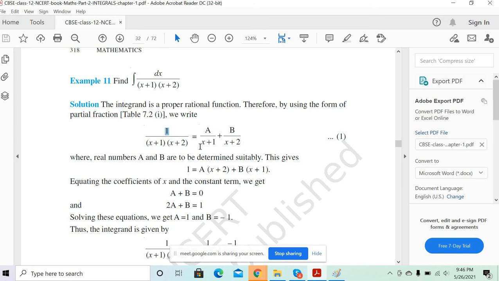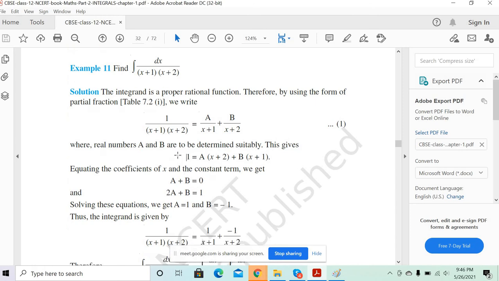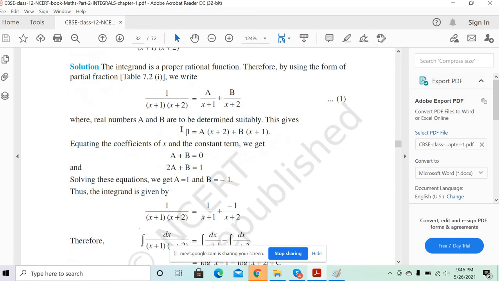When the denominators are equal, the numerators also have to be equal. So numerator 1 is equal to a into x plus 2 plus b into x plus 1. On the left hand side, the coefficient of x is 0. 1 can be represented as 1 plus 0x, isn't it? Yeah, 1 plus 0x.